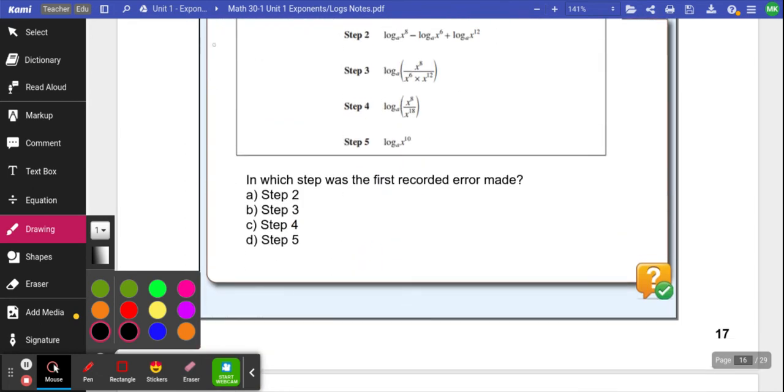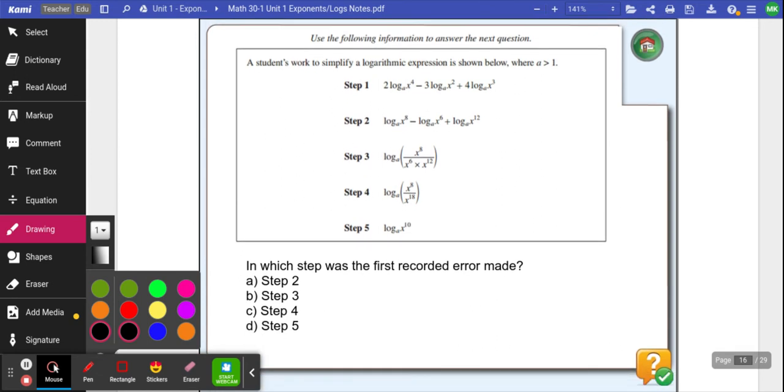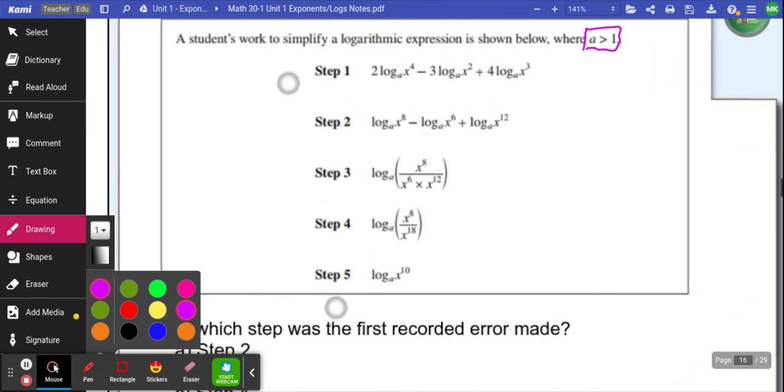Let's look at this. This is definitely like a sample diploma question, so it probably came from an old diploma. It says the student's work to simplify a logarithmic expression is shown below, where a is greater than 1. Again, that a greater than 1 really doesn't do anything. It's just defining the problem for you so that it's an actual question that could exist. In which step was the first recorded error made? Okay, ignore the answers. Let's look at their work.